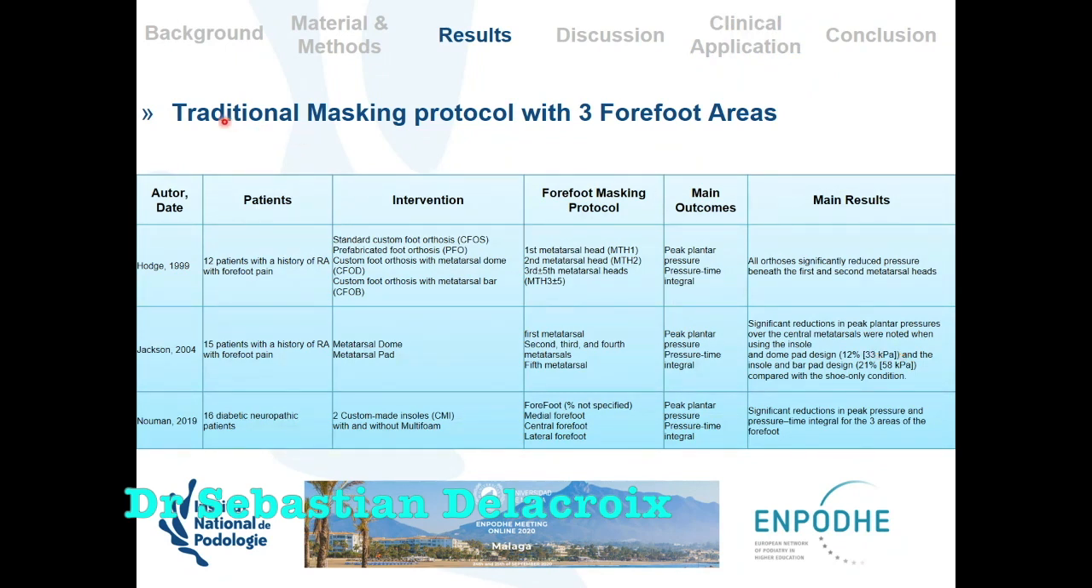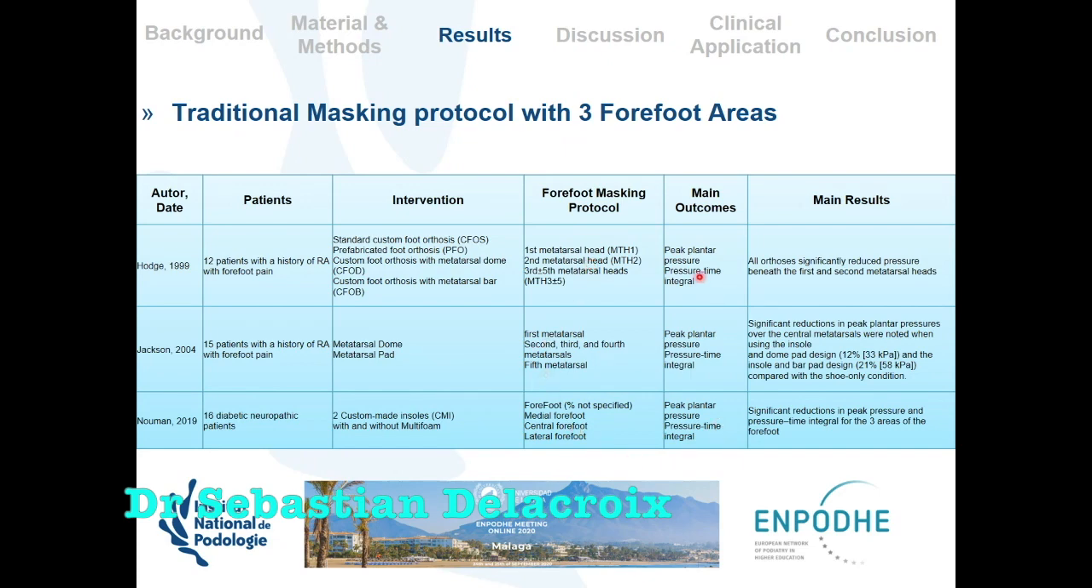The second traditional masking protocol is 3 forefoot areas. We have 3 studies. One study split the forefoot area along a major lateral axis of the forefoot to identify, for example, the first metatarsal head, the second metatarsal head, and the 4th to 5th metatarsal heads. The second study used the area underneath the first metatarsal, second, third, and 4th metatarsals, and the third area is the 5th metatarsal.